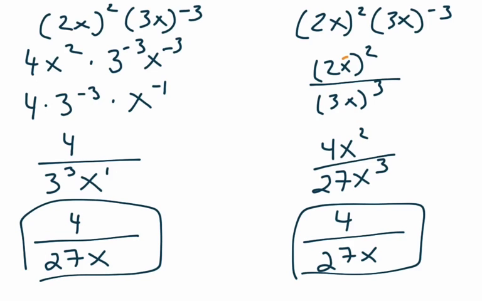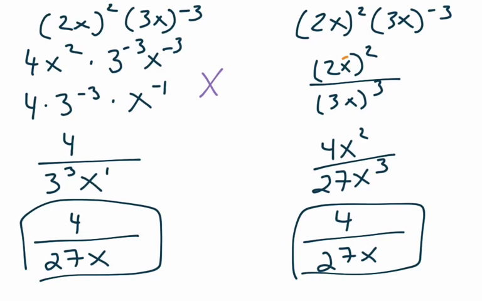Last one, I actually worked out 2 different ways to illustrate this. So the final answer is 4 over 27x. If that's where you landed, then yay. In the first one, I applied the exponents to everything in the parentheses. So I did 2 squared to get the 4, and then we have the x squared. Then we have 3 to the -3 times x to the -3. So it's not distribution, but it looks like it. We're just applying the exponent to everything in the parentheses. Then I kind of regrouped them. I did 4 times 3 to the -3, and then x squared times x to the -3.